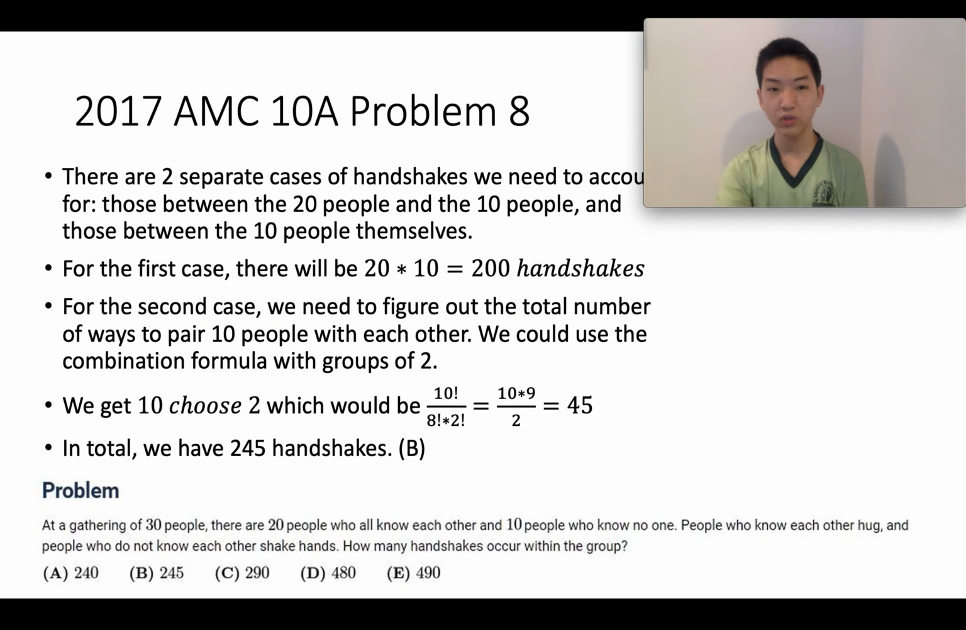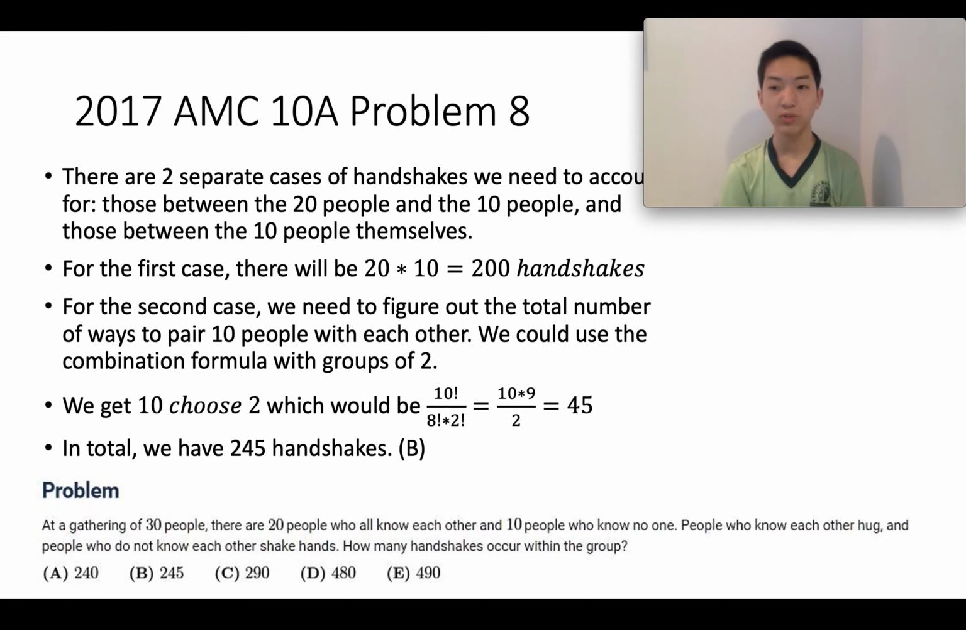So there are 2 separate cases of handshakes we need to account for. Those between the 20 people who know each other and the 10 people who don't know anyone, and those between the 10 people who don't know anyone themselves. Because remember, handshakes only occur between people who don't know each other.